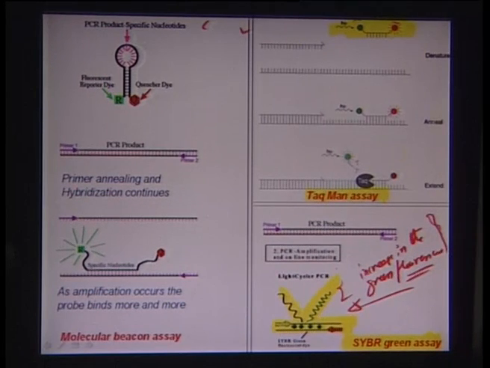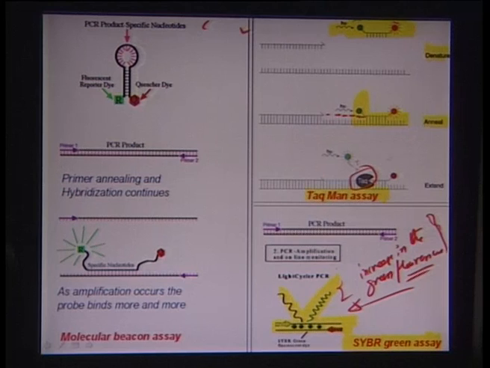Then there is an annealing which happens at a certain temperature, where the primer goes and binds to one flank or one end of the DNA, and beyond that there is an enzyme which starts cleaving off whatever is there on this particular end, this end group, and starts extending the DNA molecule in this fashion. So, this is what the Taq enzyme does.